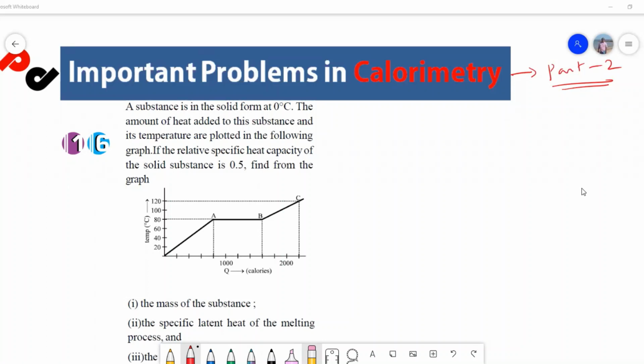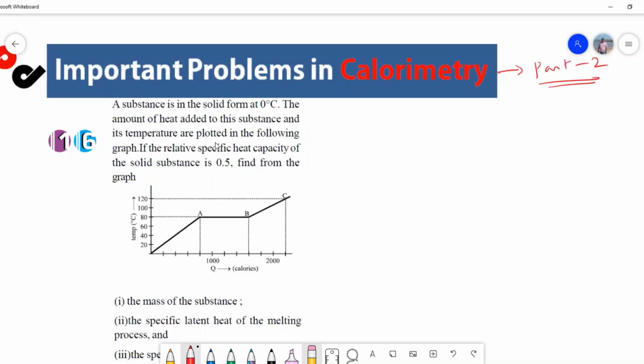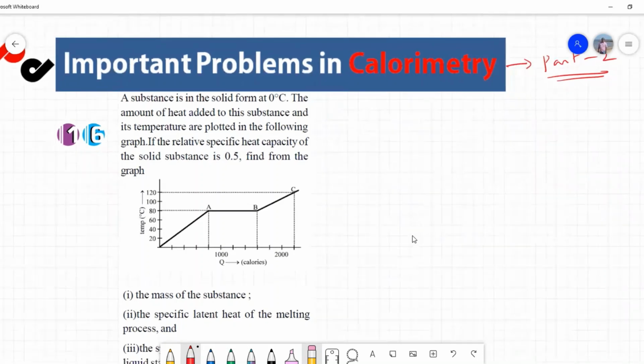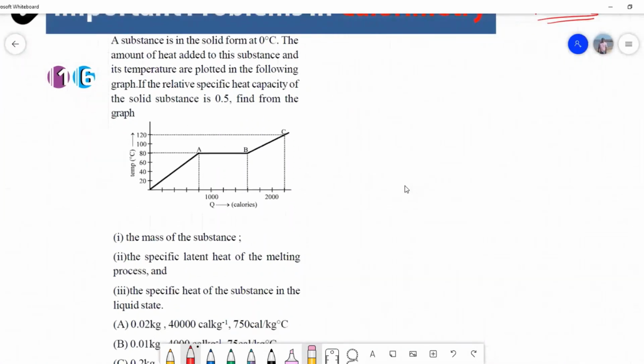Let me explain these problems today. Look at question number 16. A substance is in the solid state from 0 degrees centigrade. The amount of heat added to this substance and its temperature are plotted in the following graph. If the specific heat of the solid is 0.5 calorie per gram, find from the graph the following.